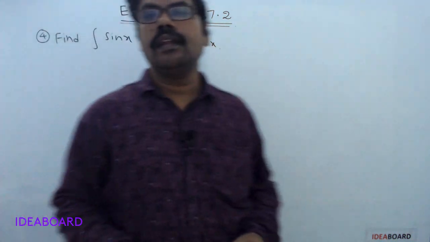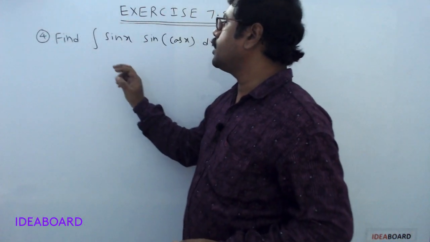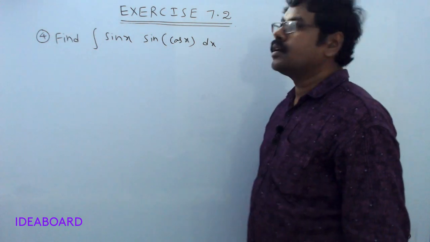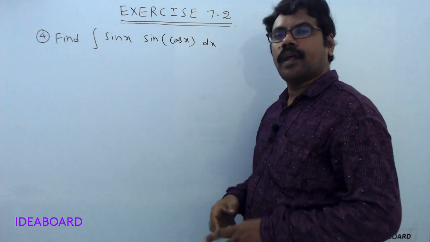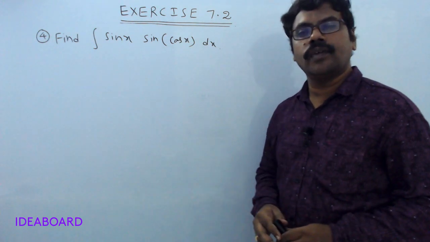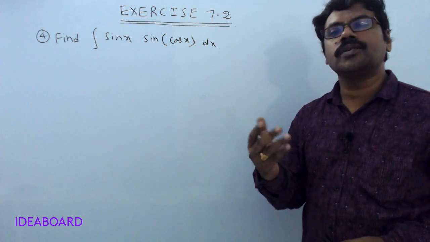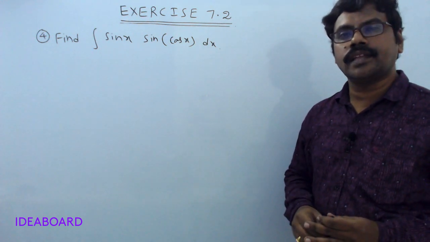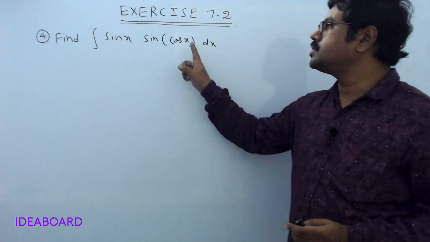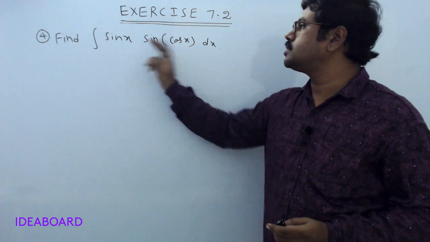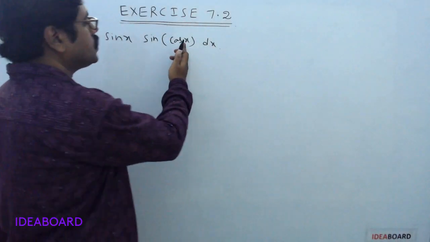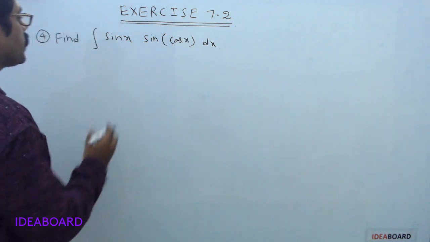Now come to the next question. Find integral sin x into sin of cos x dx. Now here we can integrate this problem by substitution method. In substitution method, always we take some expression equals t. Here I will take the substitution as cos x equals t. Now what is the derivative of cos x? Sin x, sorry, minus sin x. Now take the substitution as cos x equals t.